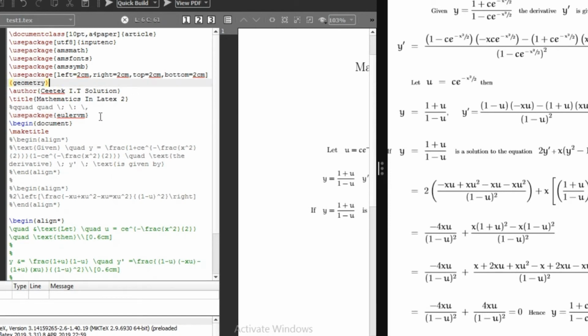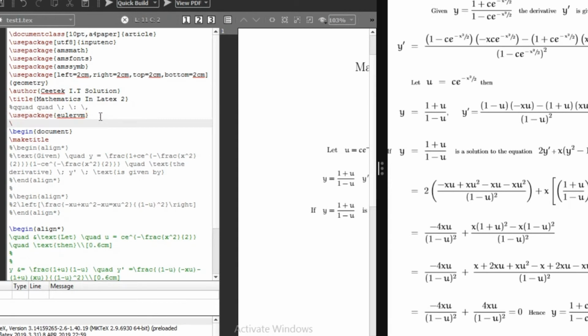So I'm going to say use package, and the package name is RealSize, right?